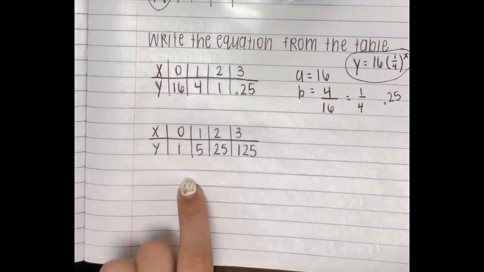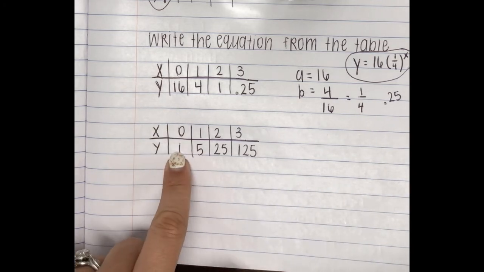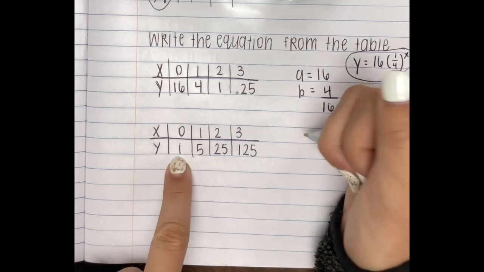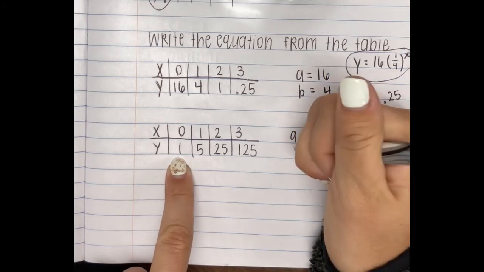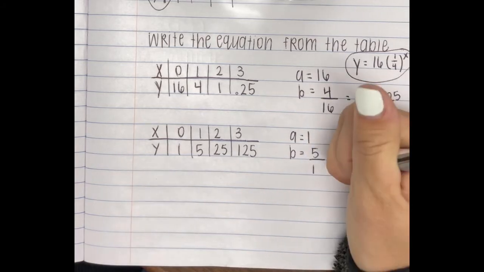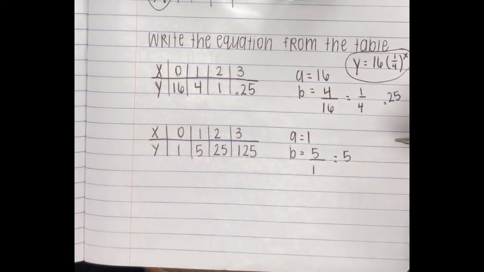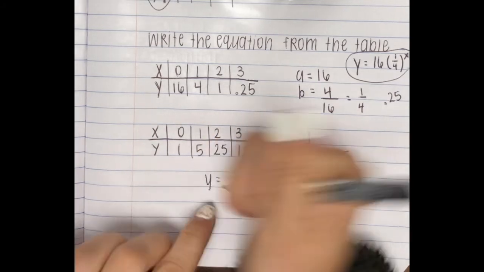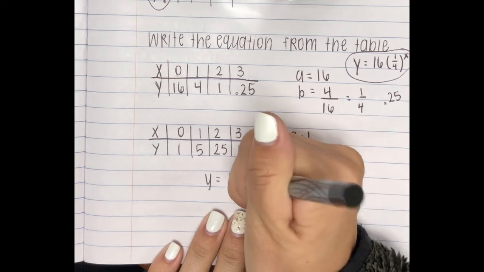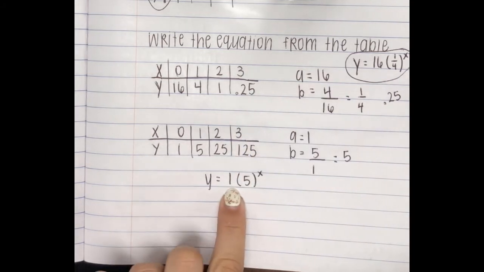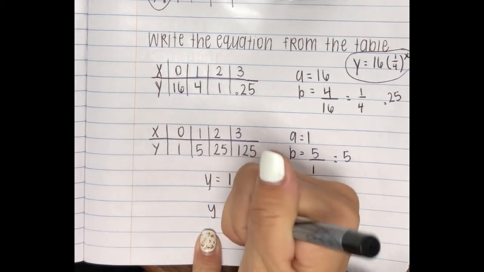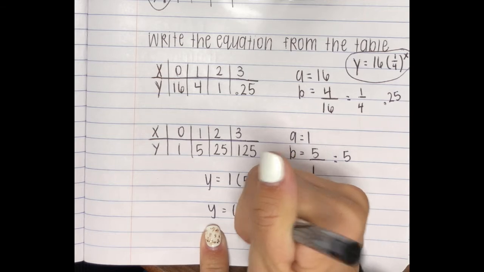Right? And let's do it again. So down here you can see we're increasing from 1 to 5 to 25 to 125. And then we know our a value is going to be 1. So our b value, we take the second number and we divide by the first. So 5 divided by 1 is just 5. Okay? So for my equation, I would have y equals, our a value is 1, right? So it'd be 1 times 5 raised to x. What they do when your a value is just 1 is they don't actually write it. We would just have y equals 5 raised to x.